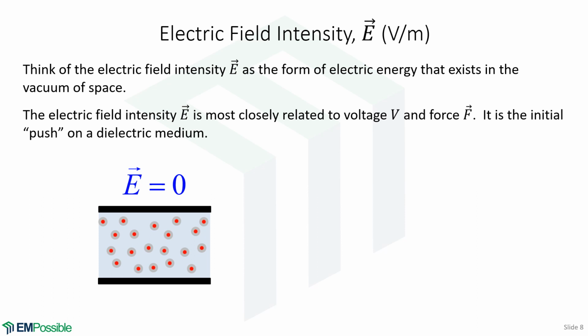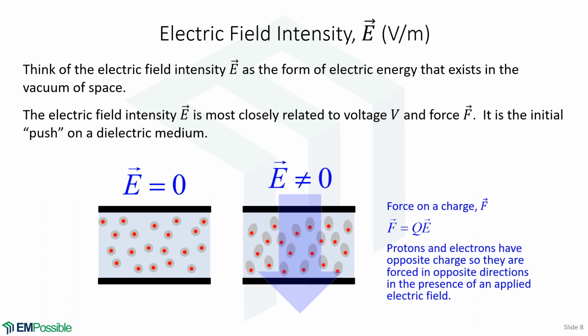The electric field intensity is the form of energy that exists in the vacuum of space. We'll give it units of volts per meter. So clearly this is most closely associated with voltage from circuit theory. It'll also turn out it's most closely associated with force. It's the initial force that we would put on a dielectric medium that would displace these electron orbitals.